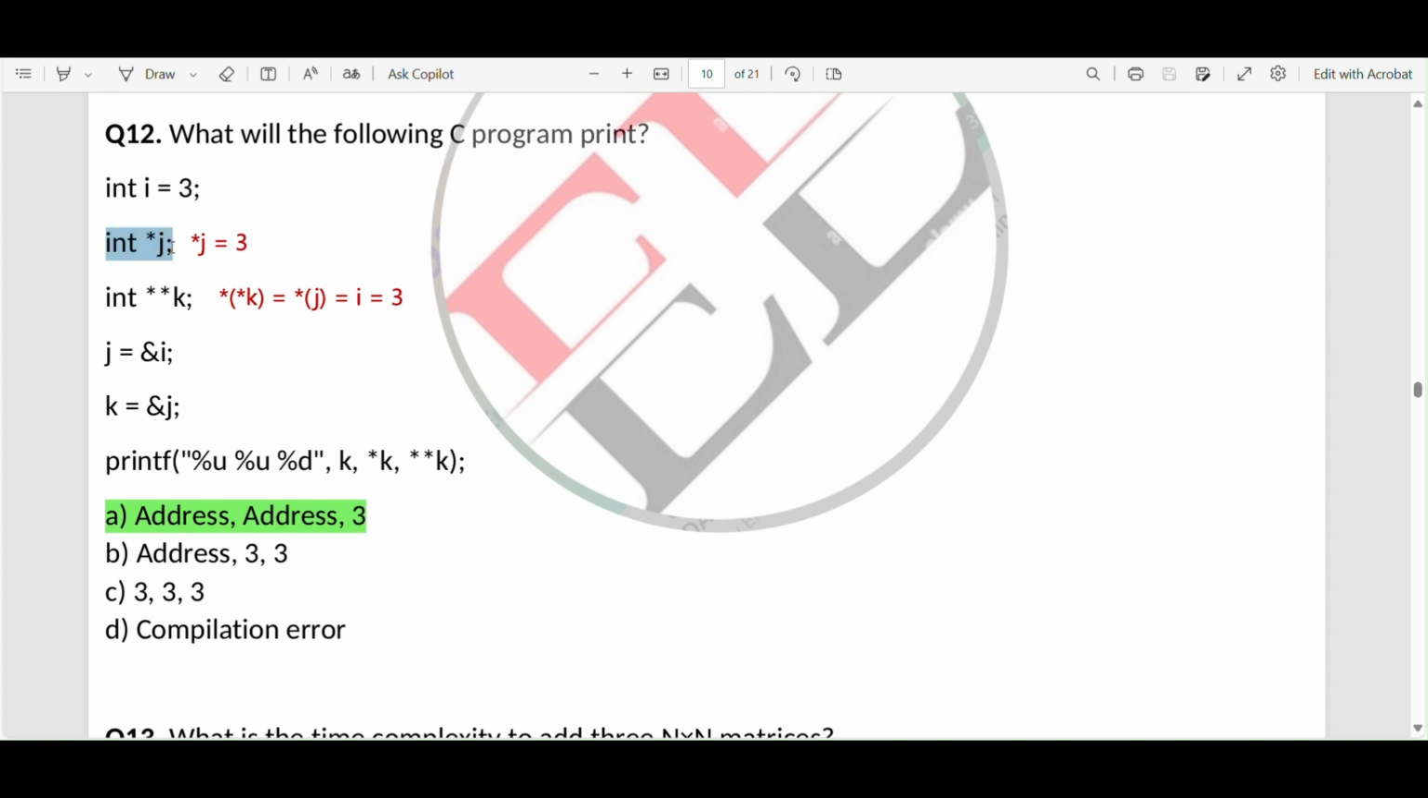And in the next line we have int star j. Star is nothing but value at in programming language, so int value at j, I'll explain this again. And next we have int double star k. Double star is nothing but value at k. And see here, j equals ampersand i.